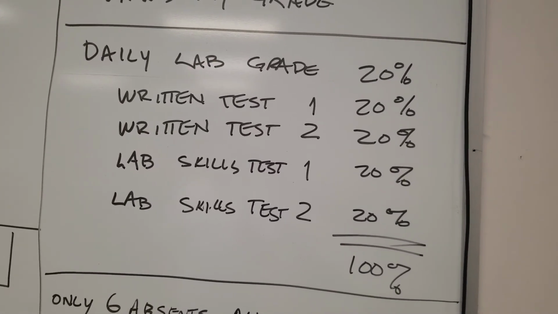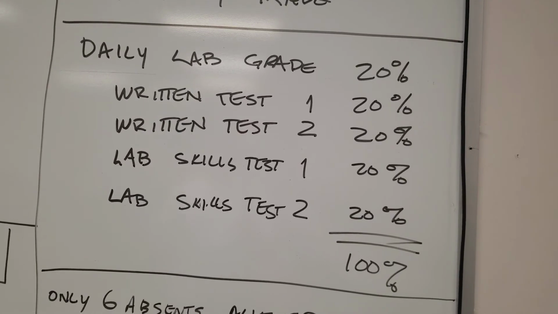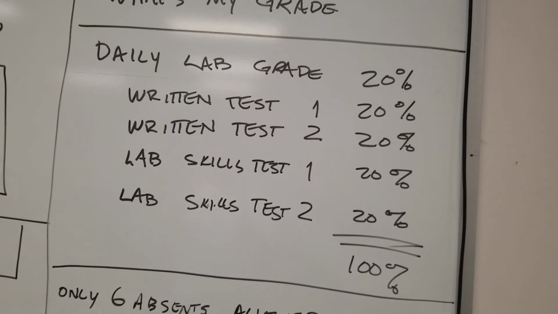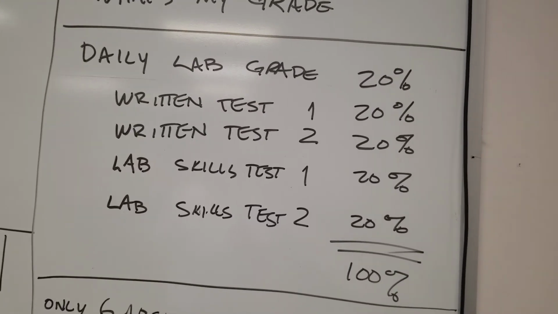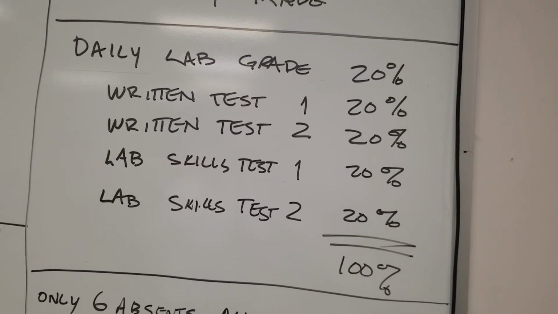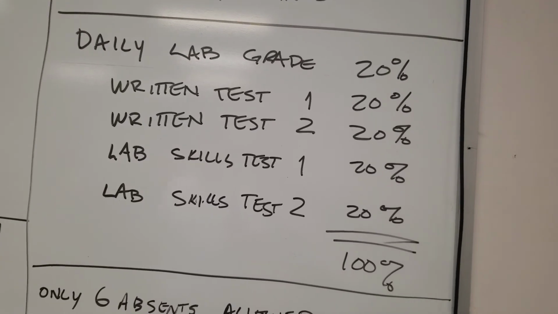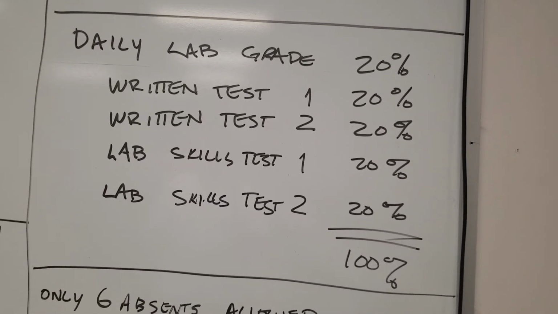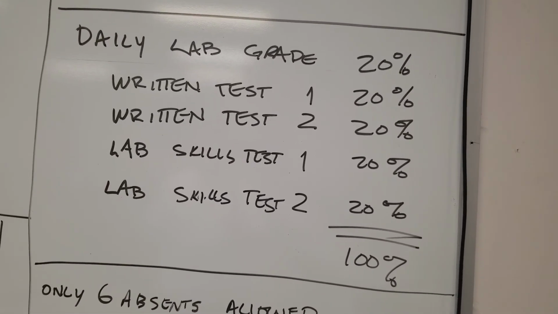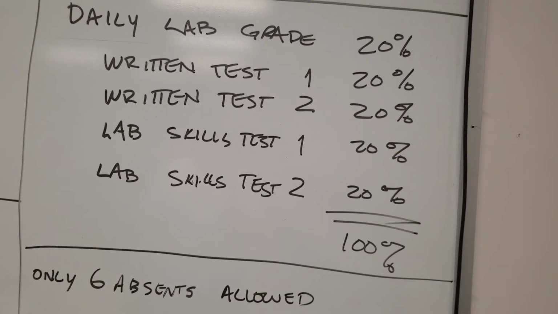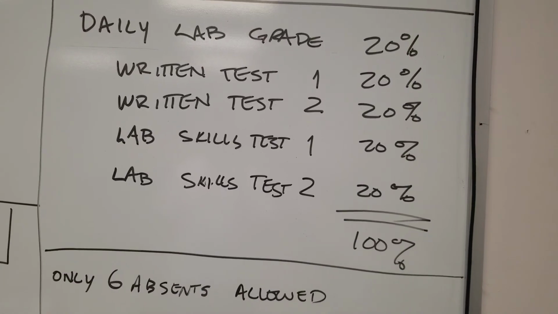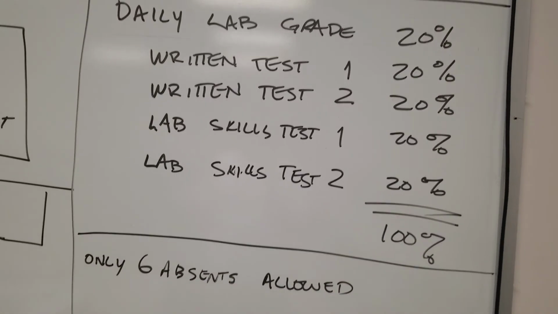20% is your daily lab grade, 20% for test 1, 20% for test 2 in the written portion, 20% for lab skills test 1, 20% for lab skills test 2. So basically the way the grade is laid out is you have a daily grade, which is 20%, you have written test grades, which are 40%, you have lab skills tests, which are 40%, and that's how we come up with the 100%. So that's how the grade is.